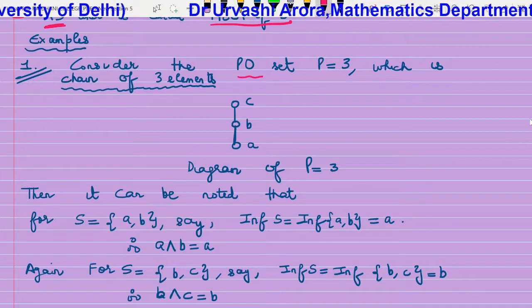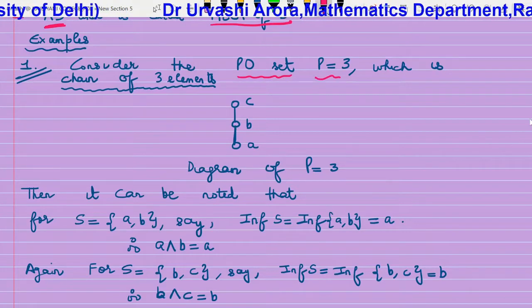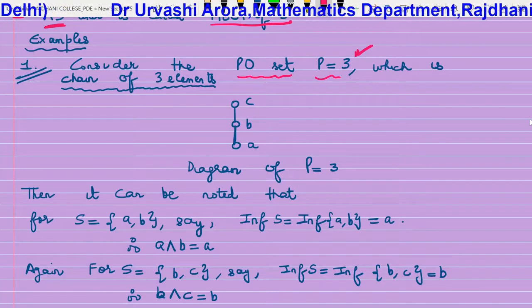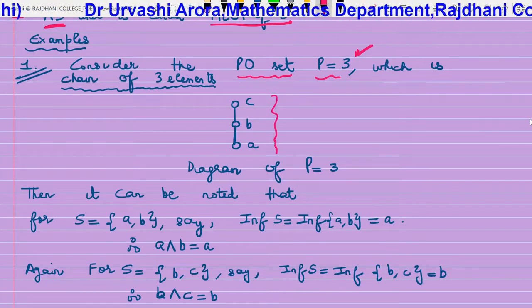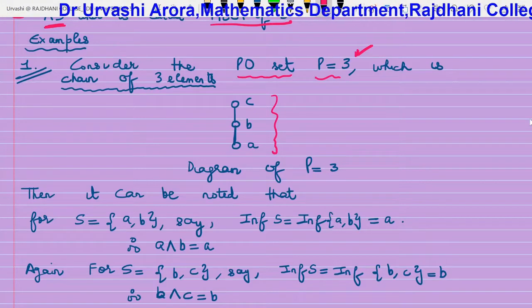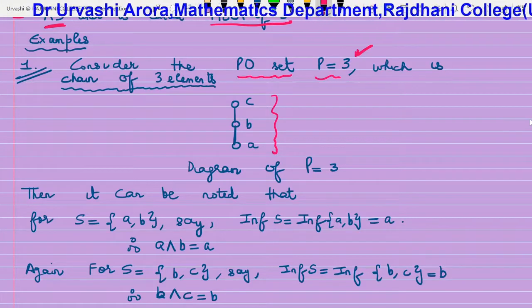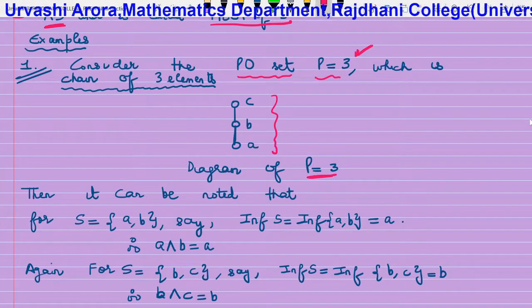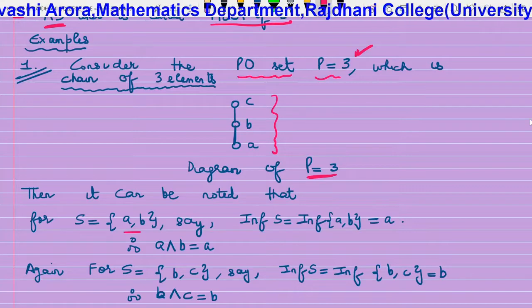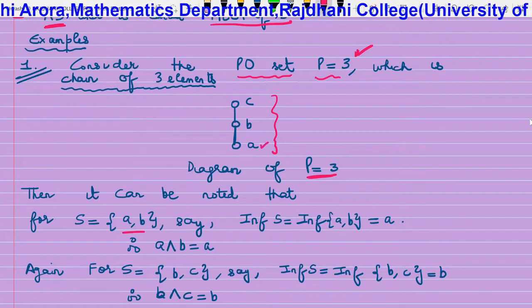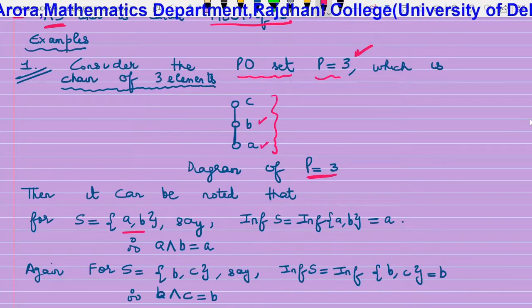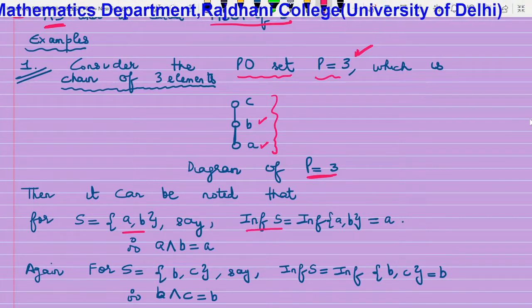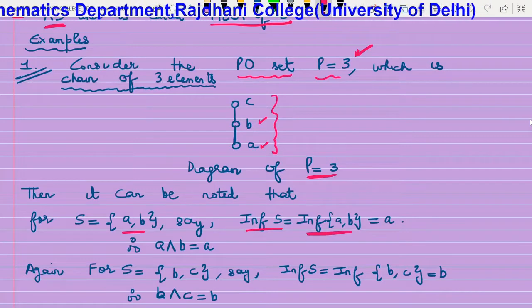So again, let me take my PO set to be 3, which is a chain of 3 elements. This is the notation that we use for chain. And if we represent the PO set diagrammatically, it will be something like this. We have given names to the elements A, B and C so that we can refer to them. So this is the chain P equals 3, and let us pick up arbitrarily any pair of elements. Let's say I am picking up A and B, and I am taking S to be a set consisting of these two elements A and B, and we want to find out what is the infimum of S, or what is the infimum of these two elements A and B.